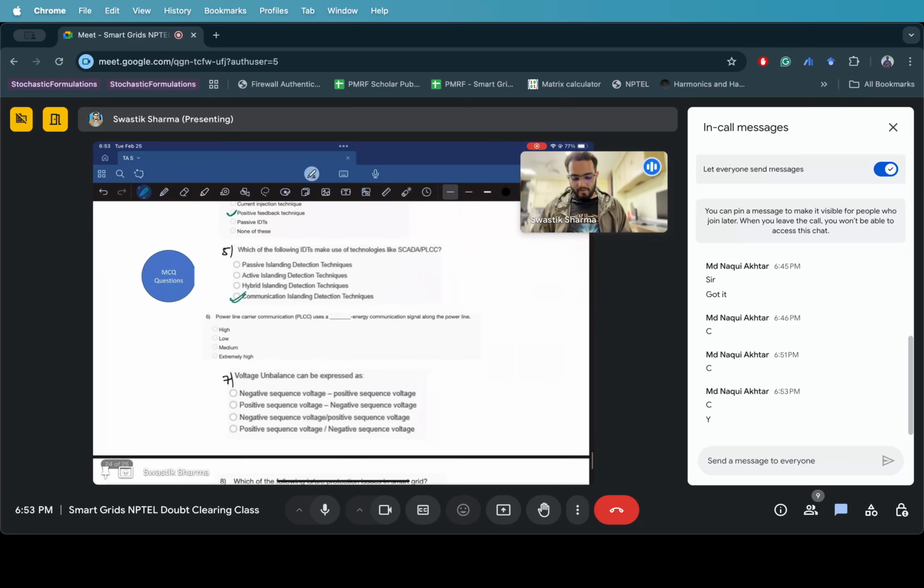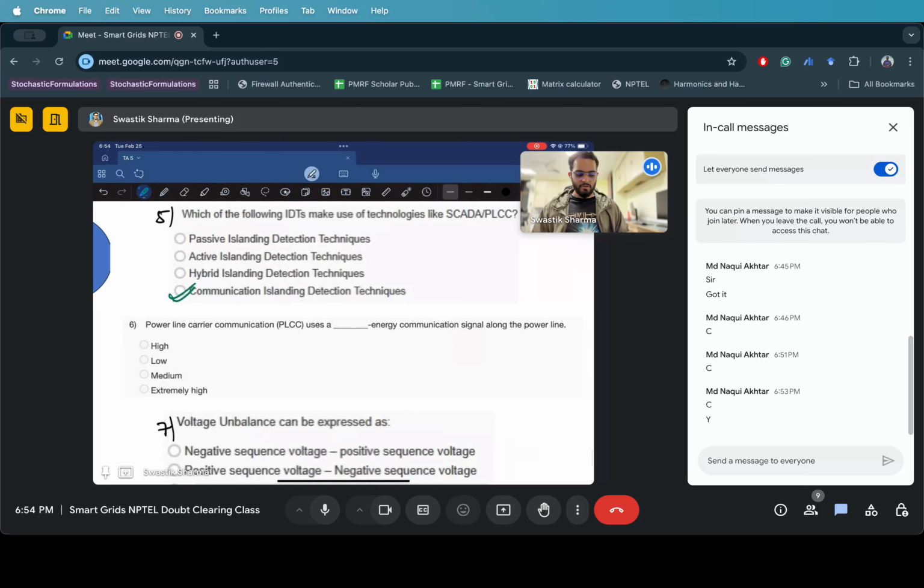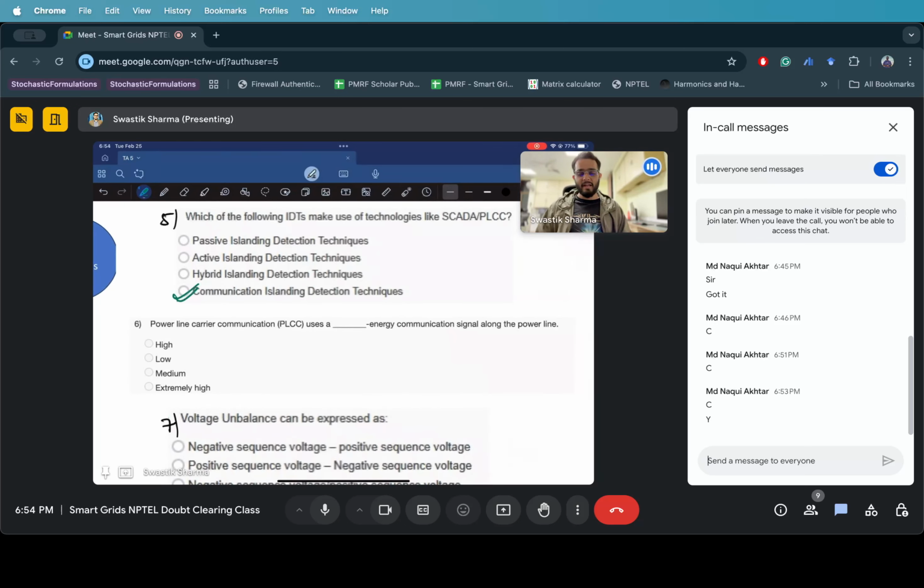Next, power line carrier communication uses a dash energy communication signal along the high power line. So power line carries high voltage. So these are high voltage lines, right? So if you don't want EMI to propagate to your communication, what kind of energy signal should you use? You should use a high frequency, low energy communication signal, right? So that the effect of deterioration is less. So the answer is low.